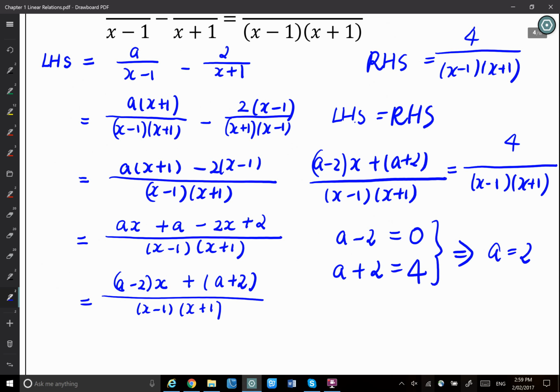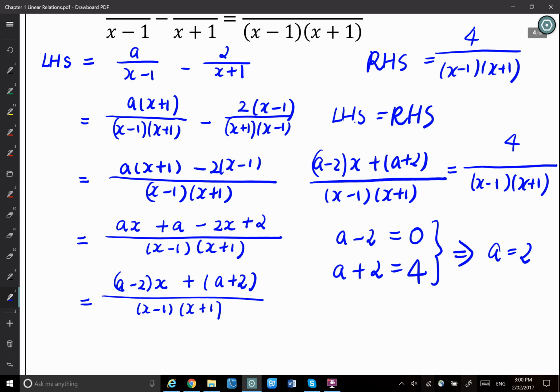That's how you work this out. So you make the 2 sides have the same denominator and you think about the numerator. I want to have identical numerators as well, which means I can't have an x term. The coefficient of the x term must be 0. And then I have a constant. My constant is 4. So the constant is a plus 2. So the constant must be 4, a must be 2. Okay?